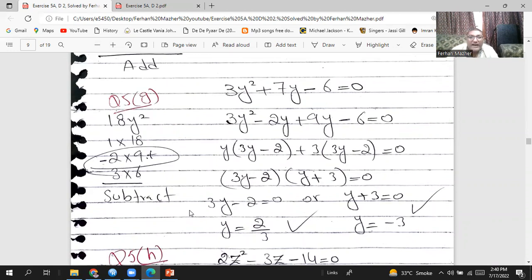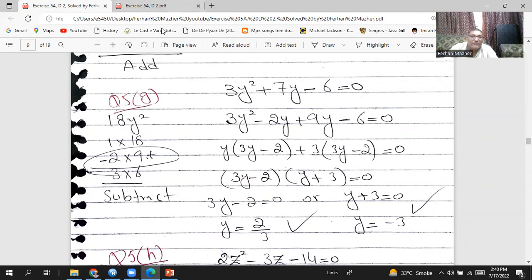With the third term, you have negative sign. That means you subtract, and by subtraction I should get 7. But I want positive 7. So 2 and 9, I want positive 7. With the larger number I will put the positive sign, and with the small number I will put the negative sign. So you will have 3y squared minus 2y plus 9y minus 6 equals 0.